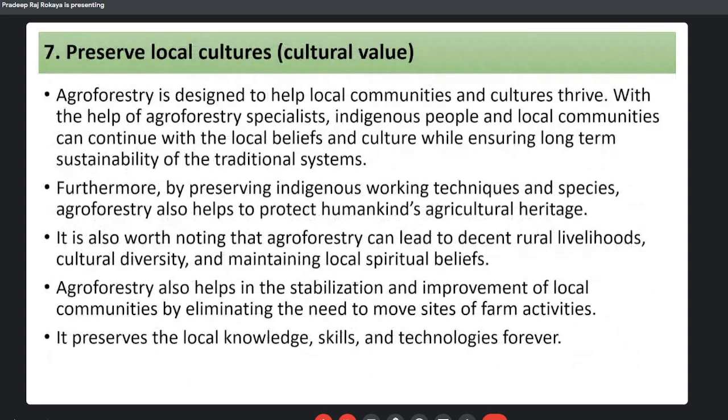Next importance is to preserve the local culture and to respect the cultural value. The agroforestry is designed to help local communities and cultural tribes. With the help of the agroforestry specialists, indigenous peoples and local communities can continue with the local benefit, lives, and culture, which ensures the long-term sustainability of the traditional systems. Furthermore, by preserving the indigenous working technology and species, agroforestry also helps to protect the mankind's agricultural heritage.